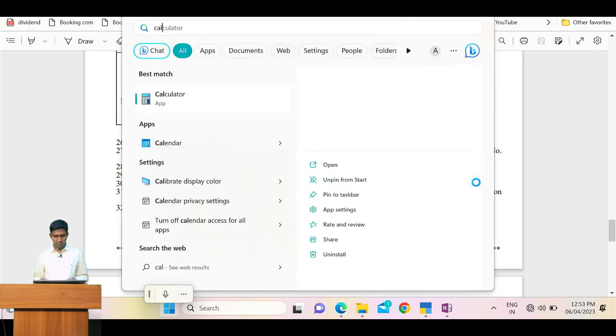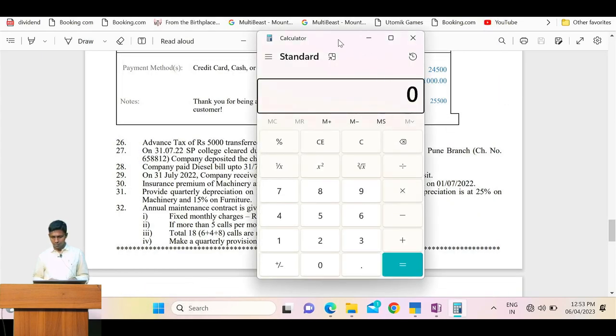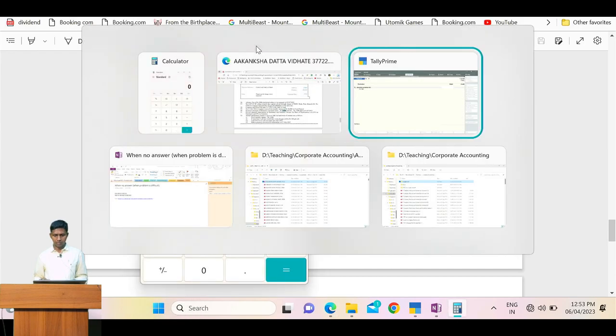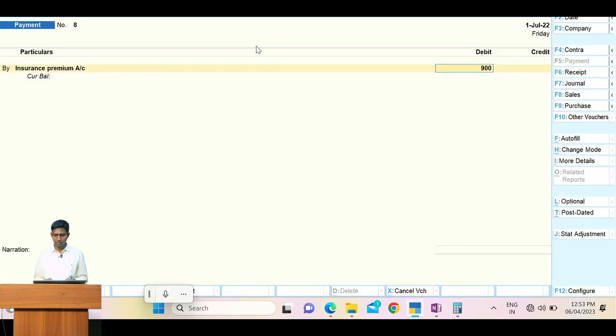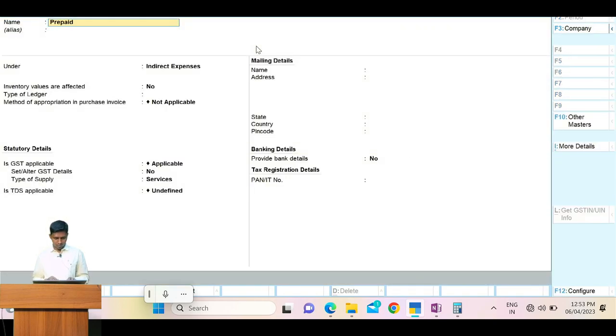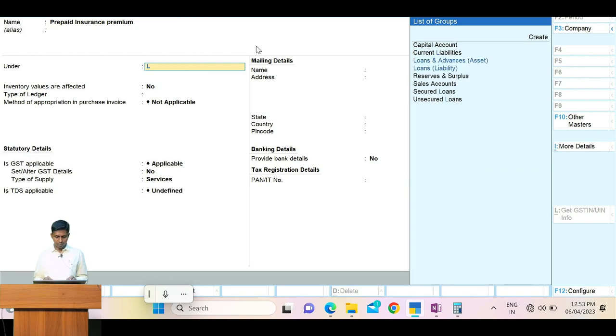31st 3. Now use calculator. Now we are paying full 12,000, actually for 12 months, 1,000 per month. And then 1-7 to 1-7, that means April, May and June, 3 months extra advance, 3,000 prepaid, and 9,000 actual insurance. Therefore here in this transaction, insurance payment of this year 9,000, then after that, prepaid insurance, prepaid insurance premium under loans and advances.